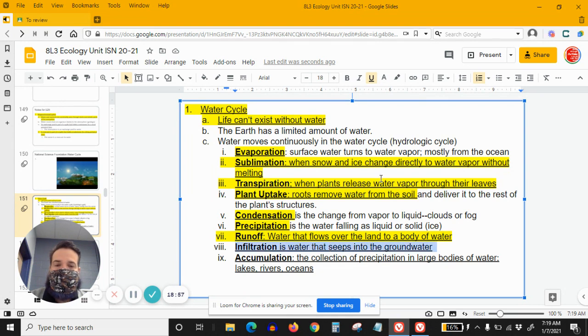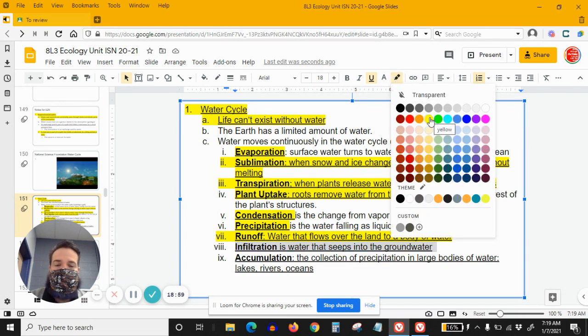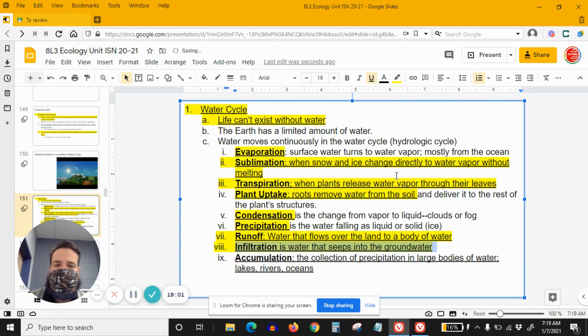Infiltration, okay? When the rain has enough time to seep into the soil, to soak down into the soil, that's infiltration. The water infiltrates the soil, or the soil layers. Accumulation is the collection of precipitation in bodies of water. So lakes, rivers, streams, they accumulate water. We also talk about snow accumulation, okay?